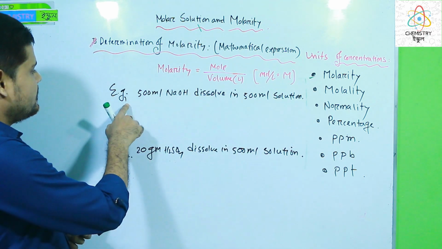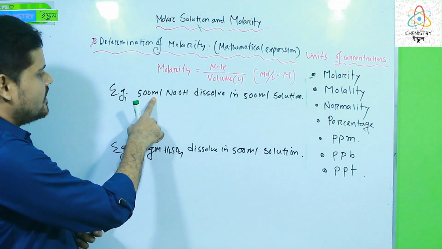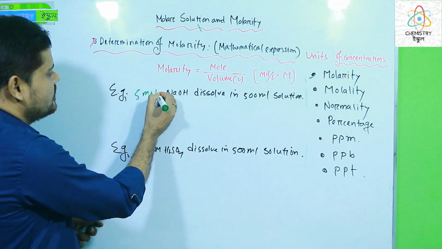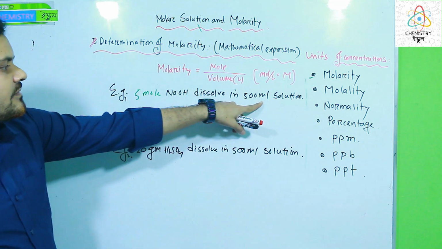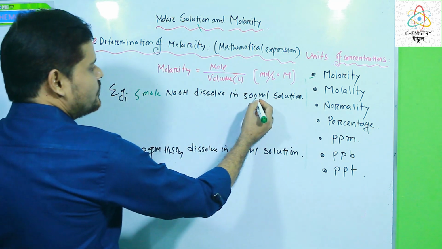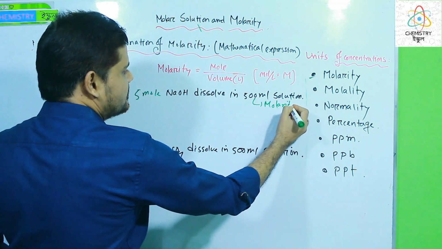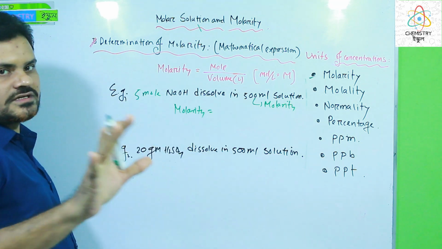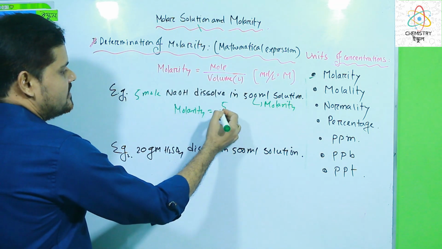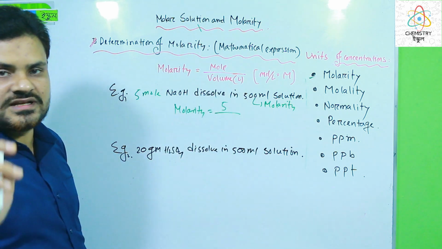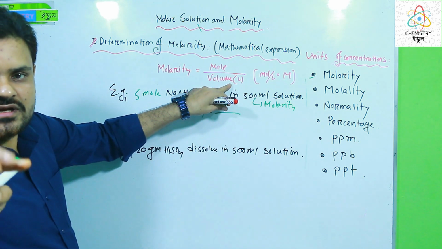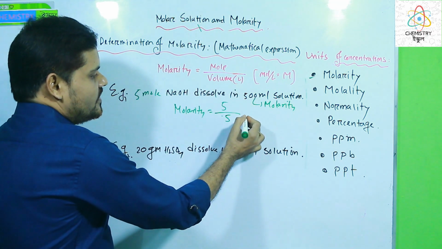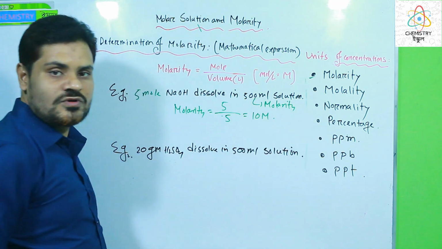And here, for example, for you, 5 mole of sodium hydroxide dissolved in 500 milliliter solution, then what will be the molarity for this solution? We can easily find out this molarity. Look at this, dear learners. The mole is 5 and the volume is 500 milliliter. But here you must convert this volume from milliliter to liter. So 500 milliliter is 0.5 liter, then it will be 10 mole per liter, I mean the molarity will be 10.